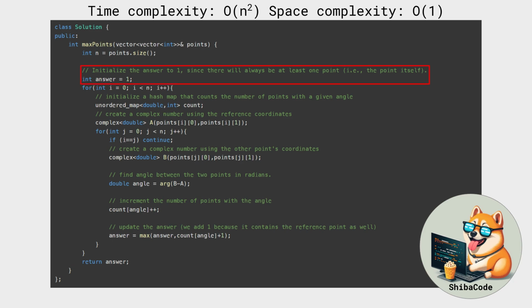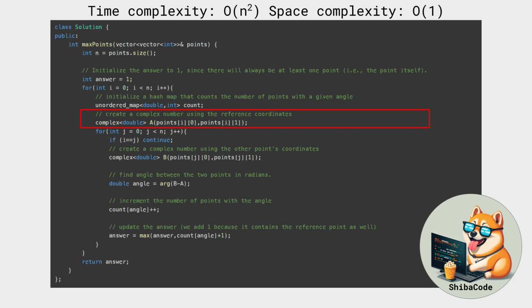The first thing the function does is initialize the answer to 1. This is because there will always be at least one point on a line, which is the point itself. Next, the function iterates through the array and considers each point as a reference point to the other points. It creates a complex number variable a using the reference point's xy coordinates.